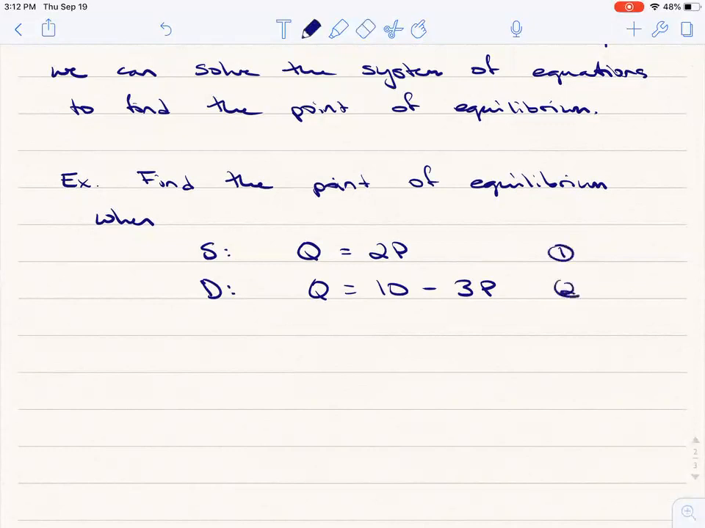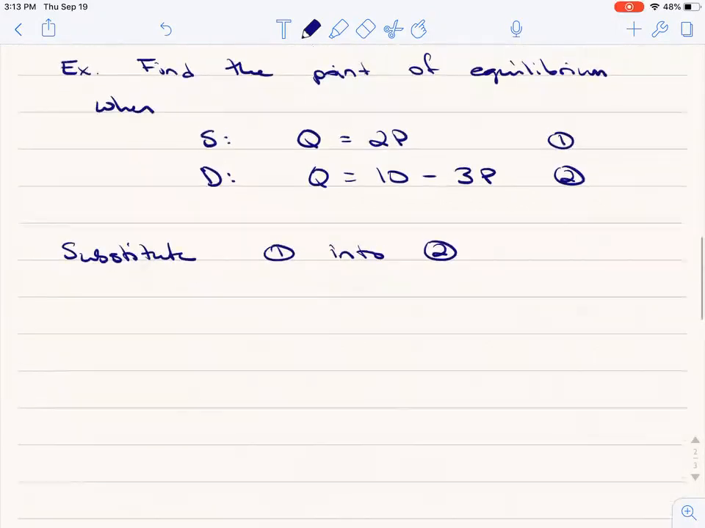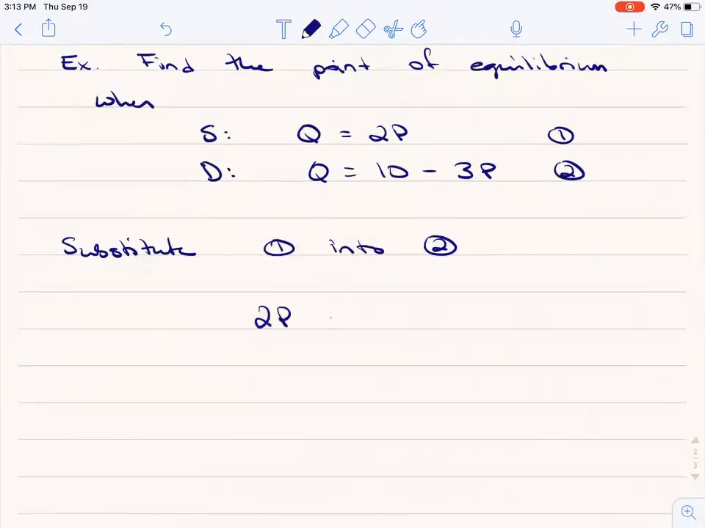Let's call this equation 1 and this equation 2, just because S and D are hard to reference them by. So what I'm going to do is substitute equation 1 into equation 2, or the other way around if you want. It's the same thing, right? So then I get 2P is 10 minus 3P.